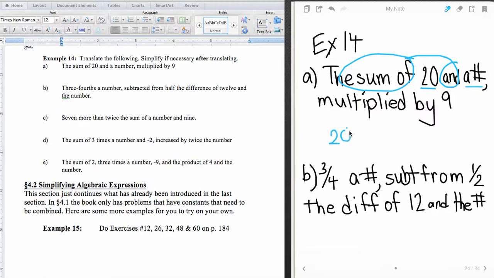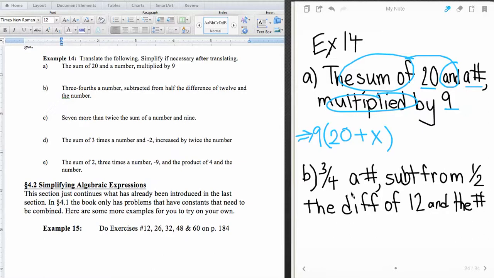So the sum of 20 and a number looks like 20 plus x, and then there's a comma which signifies parentheses, and that's multiplied by 9. Now I'm going to go ahead and put the 9 over here, and so that's my translation, the multiplied by the number 9.